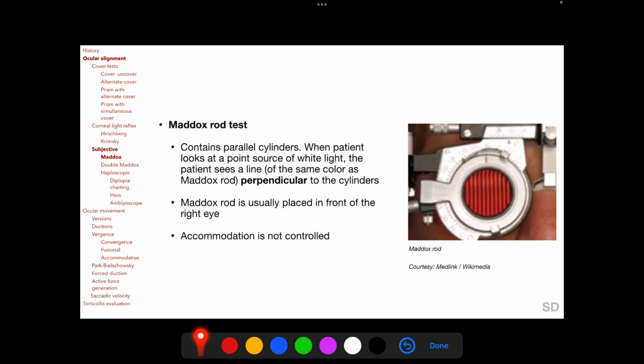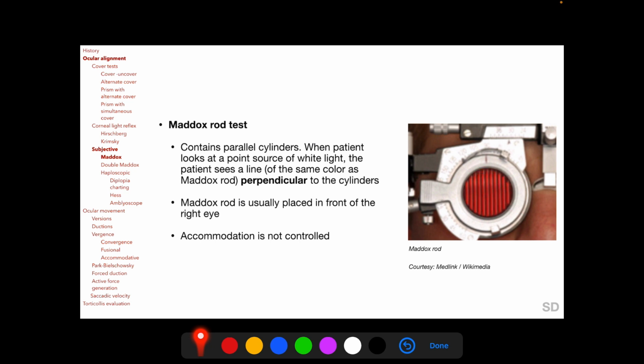A Maddox rod contains parallel cylinders as shown here in this photograph, and when the patient looks at a point source of white light through this Maddox rod, the patient sees a line, and this line is oriented perpendicular to the cylinders of the Maddox rod, and the color of the line is the same as the cylinders of the Maddox rod. This photograph shows a Maddox rod positioned in front of the eye with its cylinders oriented vertically.